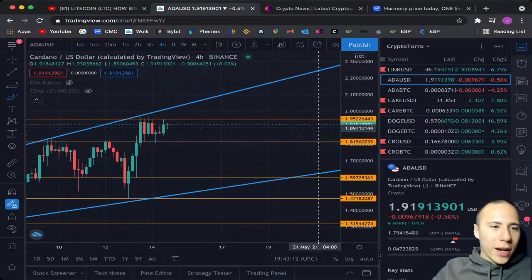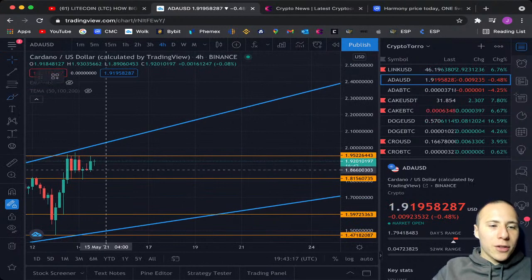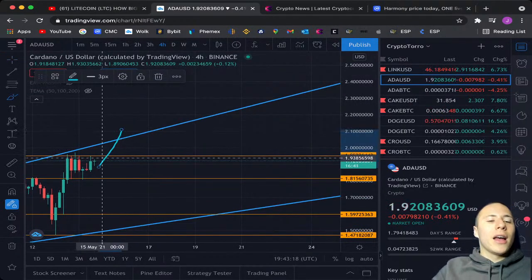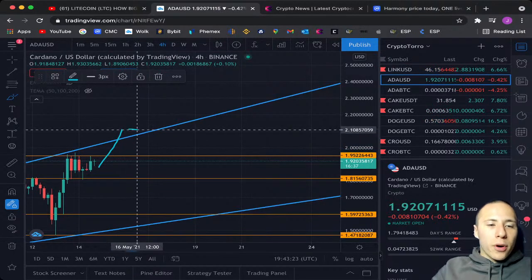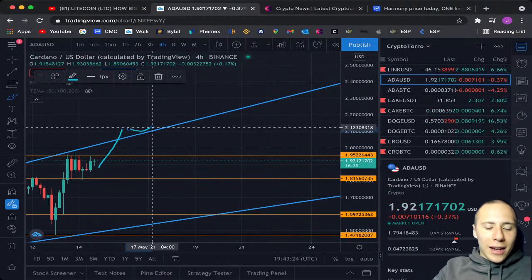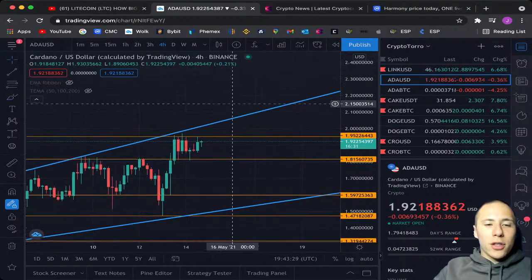And what I'm personally waiting for Cardano at this particular moment is to find enough strength to break above this upward sloping resistance line and find support on it, because after that happens, we will be seeing a huge move of Cardano towards the upside.